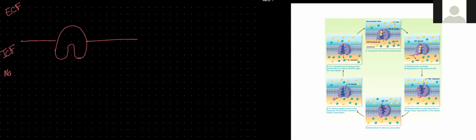All right, so we're looking here at a carrier. This is how it looks like. This is the inside of the membrane. This is my intracellular fluid. And this is my extracellular fluid. So I have a carrier. We call this carrier the sodium-potassium ATPase pump.